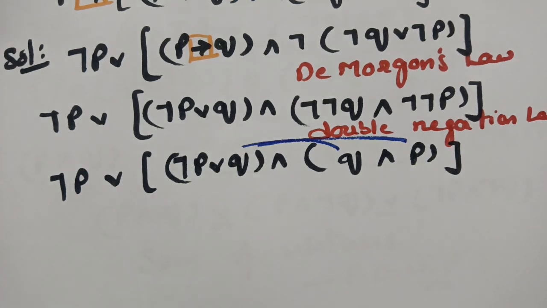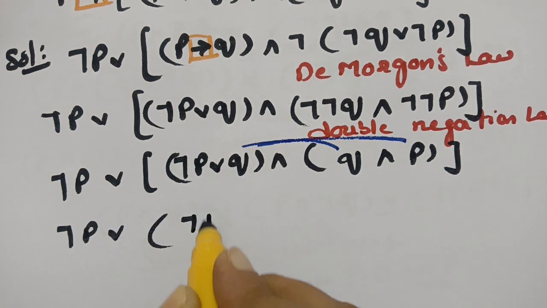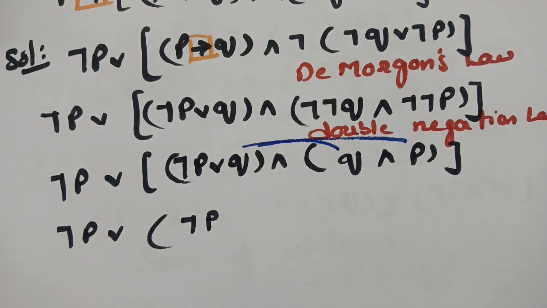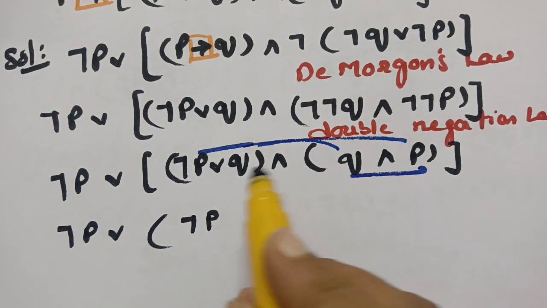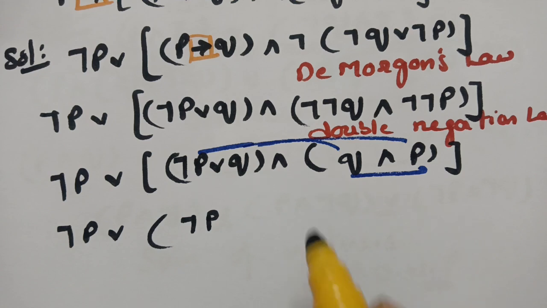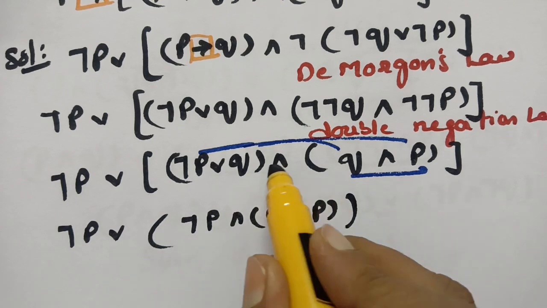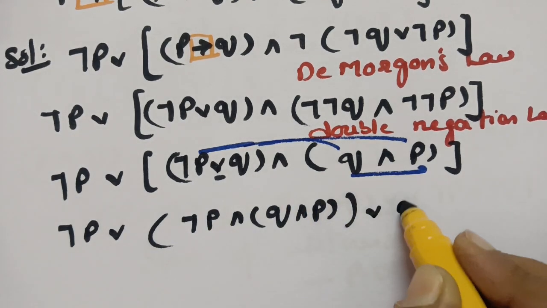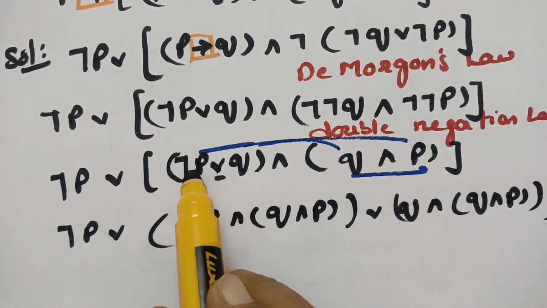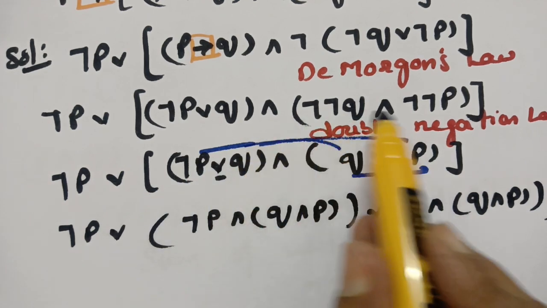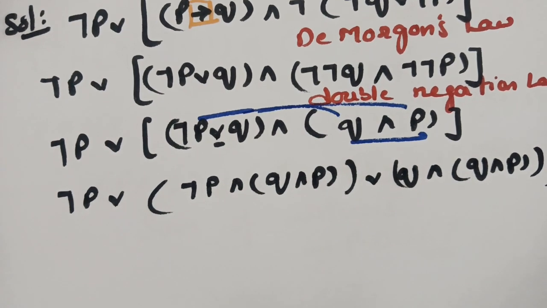According to the distribution law, this will be negation P or, so this whole thing, that is negation P. If you see, negation P, this symbol, and Q and this symbol. See, negation P and this one is Q and P. Clear? And next one, the symbol here is or, Q and, again this one is Q and P. Clear? So negation P is distributed to this bracket and Q is distributed to this bracket, and in between there is or here.